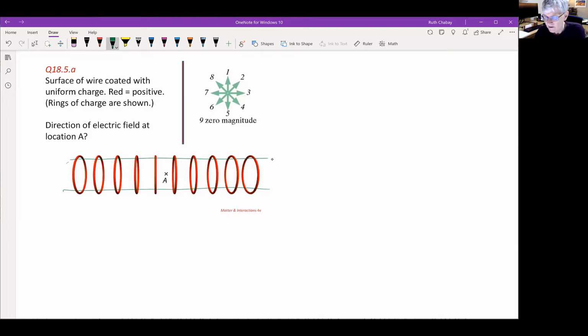And these are all positive, and they actually all have the same amount of positive charge. So this is uniformly positively charged. So we're interested here in location A, which is in the center of this wire, and we've got 5 positively charged rings to the right of it and 5 equally positively charged rings to the left of it. And the question is, what would be the direction of the net electric field due to all of those rings at location A?